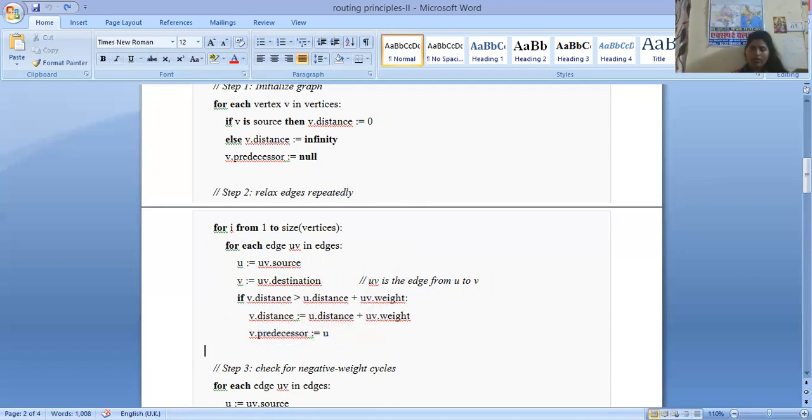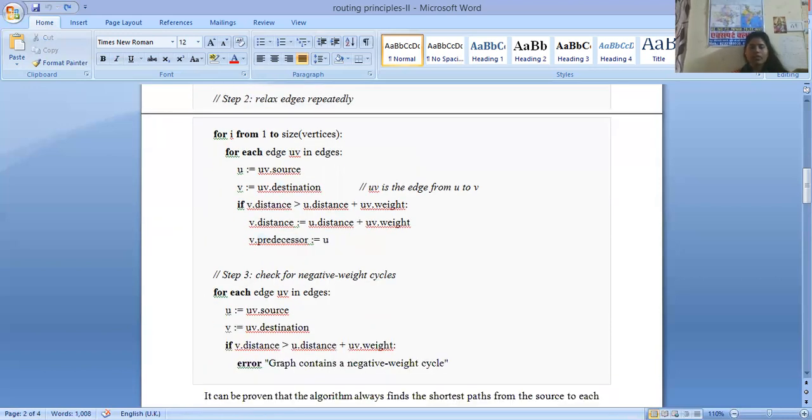Okay, now in step third, what will happen? Check for negative edge cycles also. So you make a for loop here because there is more than one vertex. So for each edge UV in E, here we are checking for the edge, and an edge is formed by vertices. Clear?